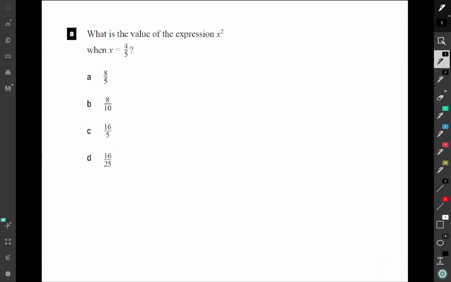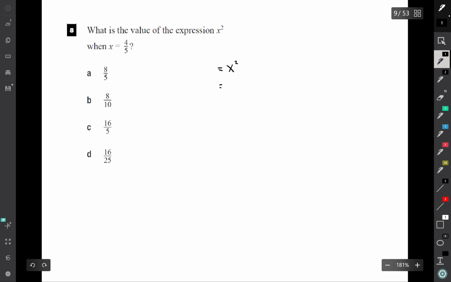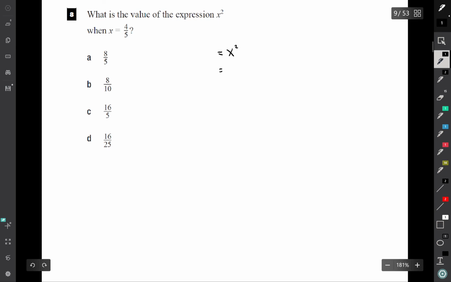So what is the value of the expression x squared when x equals 4 over 5? Okay, so let's just start by writing the expression. And then I can't simplify, right? There's nothing to simplify here. So now I'm just going to go right ahead and substitute the value of x in. So I get 4 over 5 raised to the exponent 2.